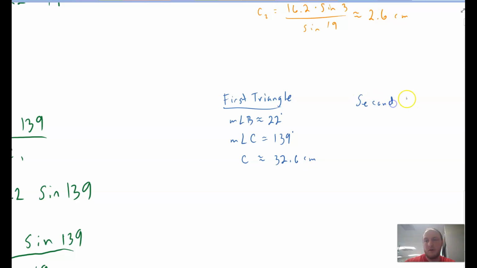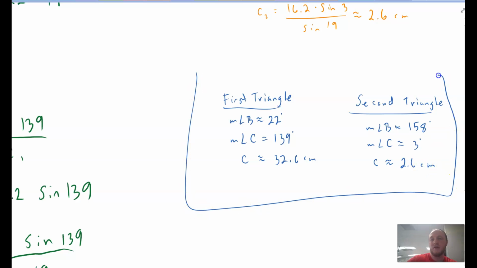Second triangle. The measurement of angle B is the supplement to this first one, so that is approximately 158, because this was approximate. Therefore, the measurement of angle C here is approximately 3 degrees. And then side C is approximately a whopping 2.6 centimeters. That's it, kiddos. I used the law of sines to solve two different triangles. Boom, in the ambiguous case.